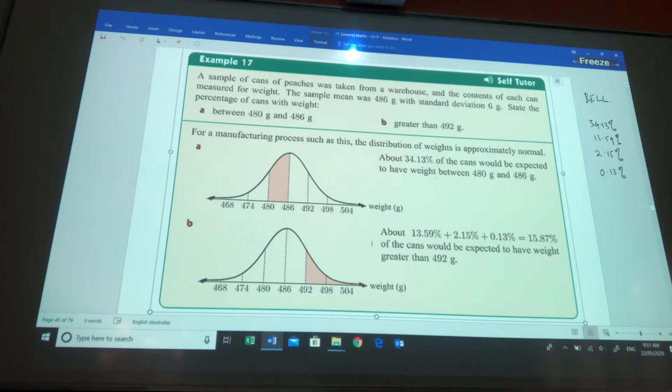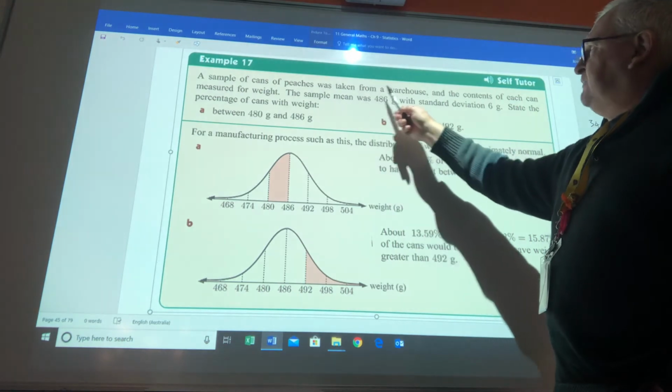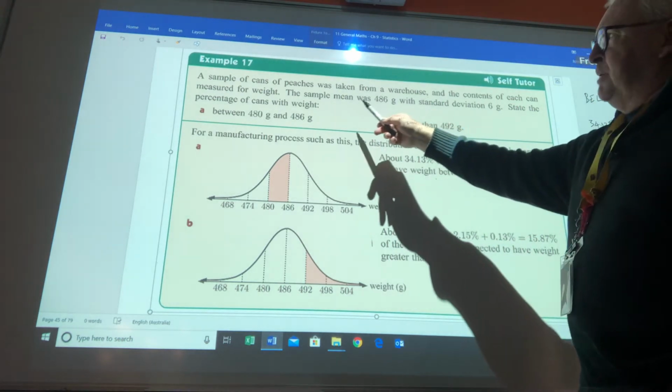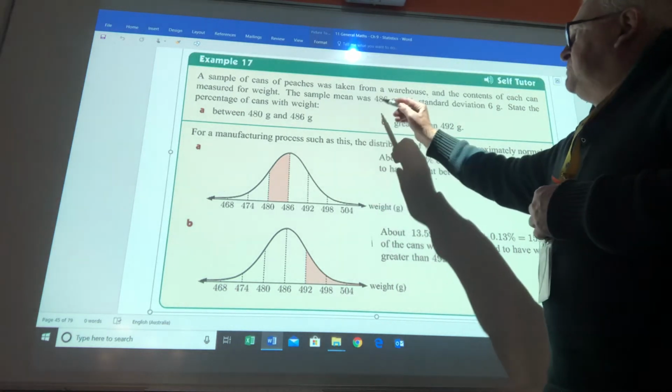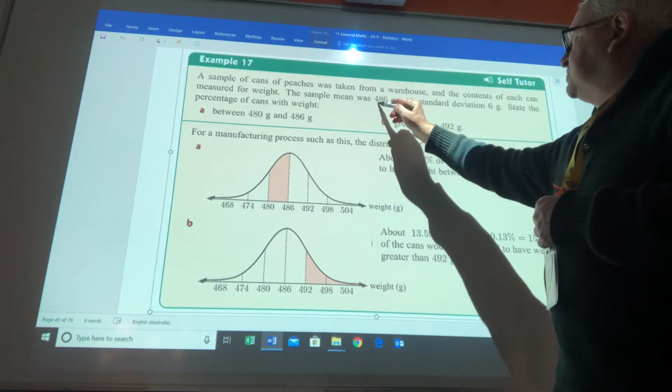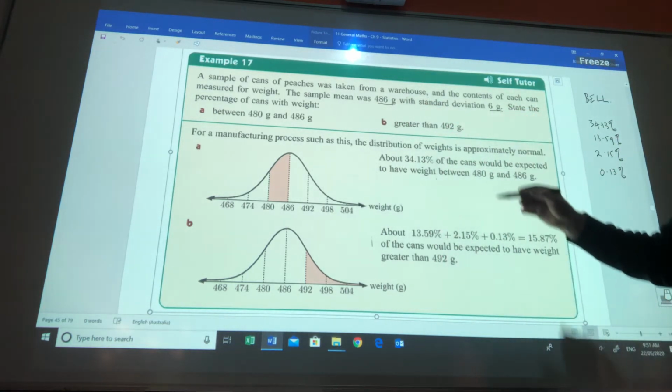Hello. Okay, so here's the first example they talk about. They say a sample of cans of peaches was taken from a warehouse and the contents of each one weighed. Now, if you are selling peaches and you sell people a short weight of them or you underweigh them, you can be fined because you're ripping someone off. So they would take a sample of those things and have a look. It says the sample mean was 486 grams with a standard deviation of 6.